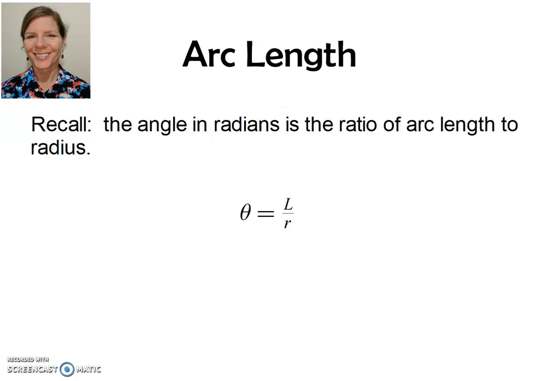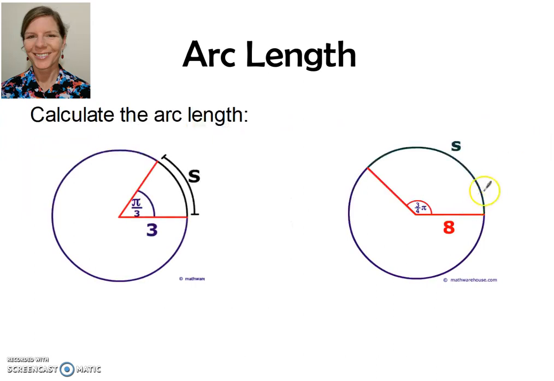Okay, so recalling that the angle in radians is the ratio of arc length to radius. So that's where we had our circle, and if you had a section like this where that was r and that was r, then that angle in there was 1 radian. Okay, so following on from that, arc length is just r theta. So that's our first formula. You can see that's a fair bit simpler than the formula for arc length when we're talking about using degrees.